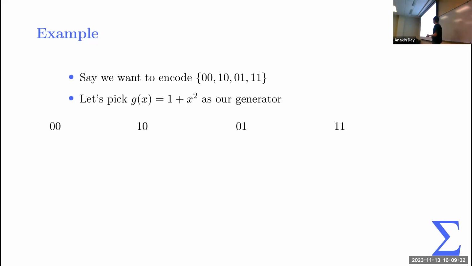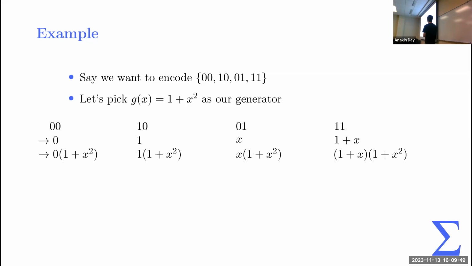So the leftmost bit corresponds to the coefficient of our x to the 0 term, the next bit corresponds to our coefficient of the x to the first term. So when we do this, we get our polynomials, and then we can multiply them by our generator function to encode them.